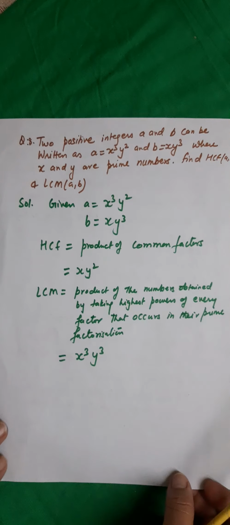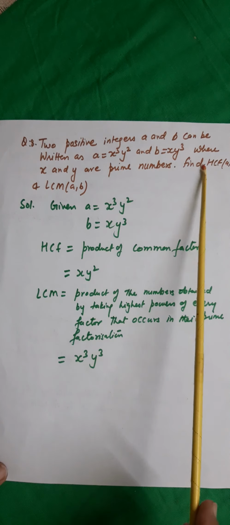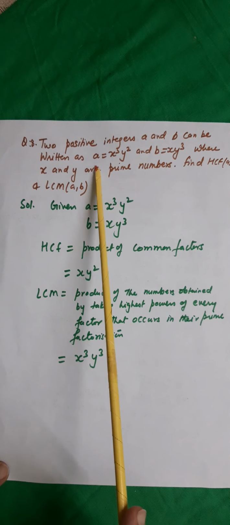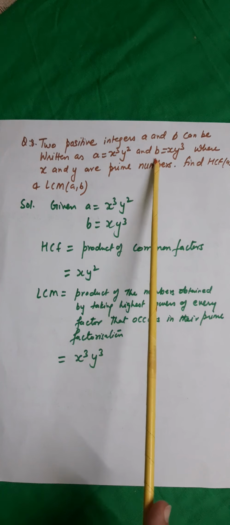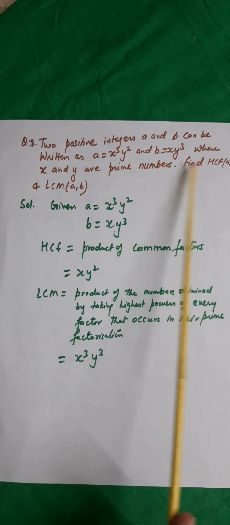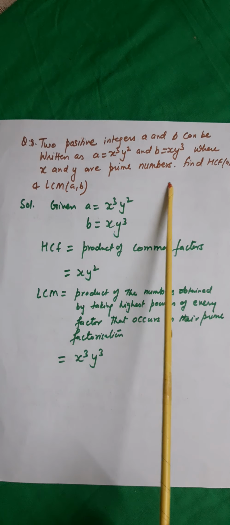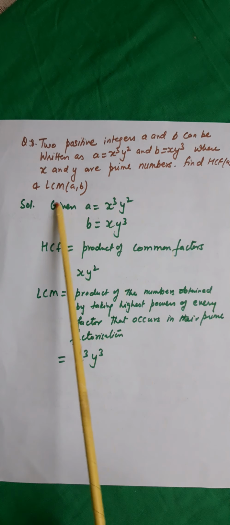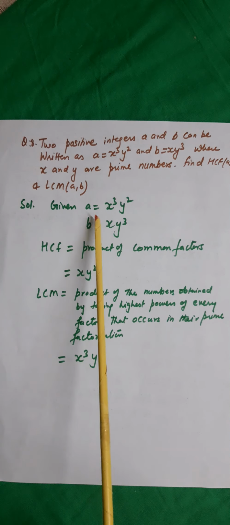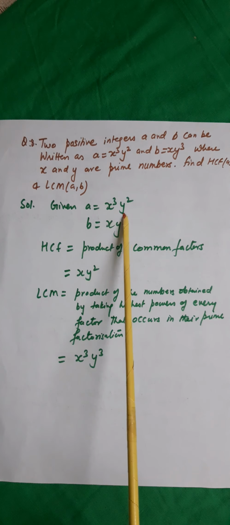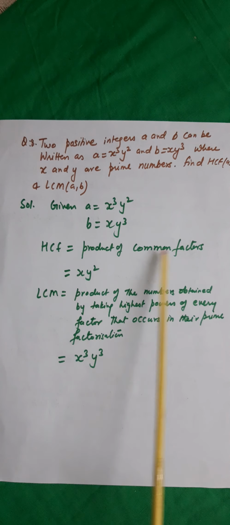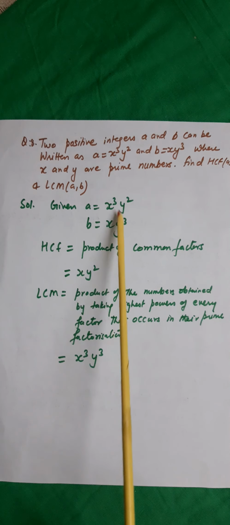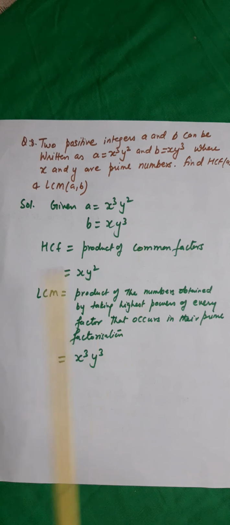Last question, that is, two positive integers a and b can be written as a is equal to x raised to the power 3 into y raised to the power 2 and b can be written as x into y raised to the power 3, where x and y are prime numbers. Find the HCF of a and b and the LCM of a and b. Now it is given that a is equal to x cube y square and b is equal to x y cube. HCF is the product of common factors, so that will be equal to x into y square.